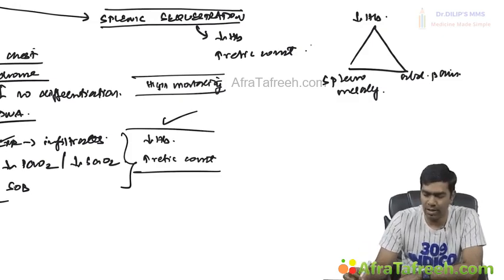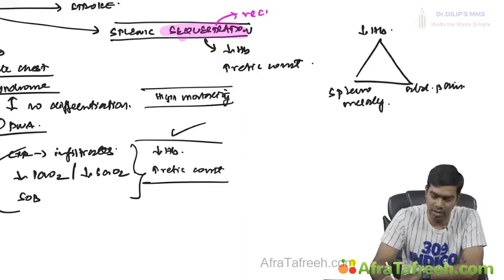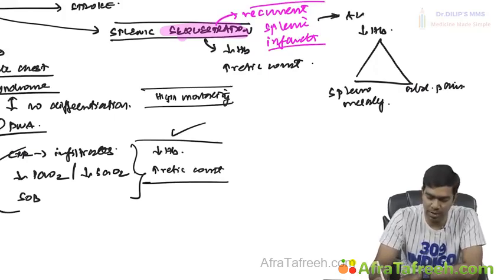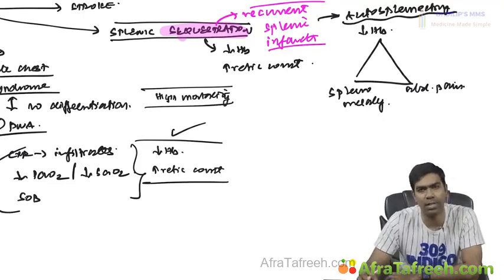Because the splenic sequestration itself will result in a lot of recurrent splenic infarcts, because of that, the spleen may go for something called autosplenectomy. The spleen may be removed by the body itself. That's what we refer to as autosplenectomy, because the spleen might disappear. Typically, it happens around 5 to 6 years of age.